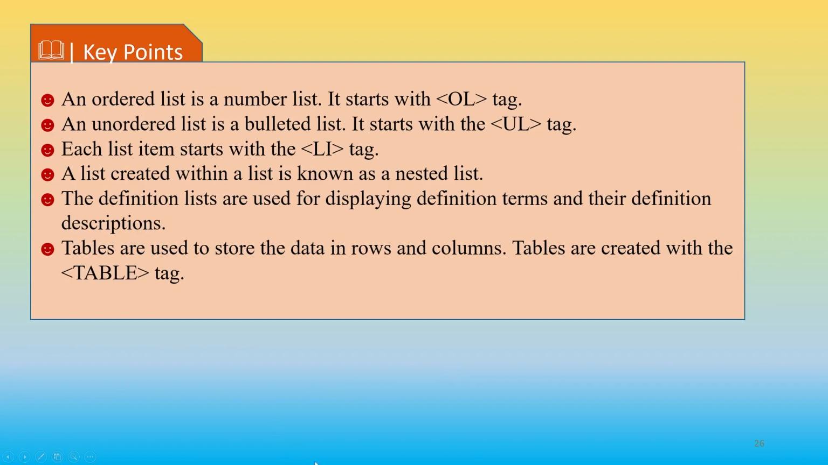The first point that we have learned was an ordered list is a numbered list. It starts with OL tag. An unordered list is a bulleted list and it starts with UL tag. And for both, each list item starts with the LI tag. A list created within a list is known as the nested list. The definition lists are used for displaying definition terms and their definition descriptions.